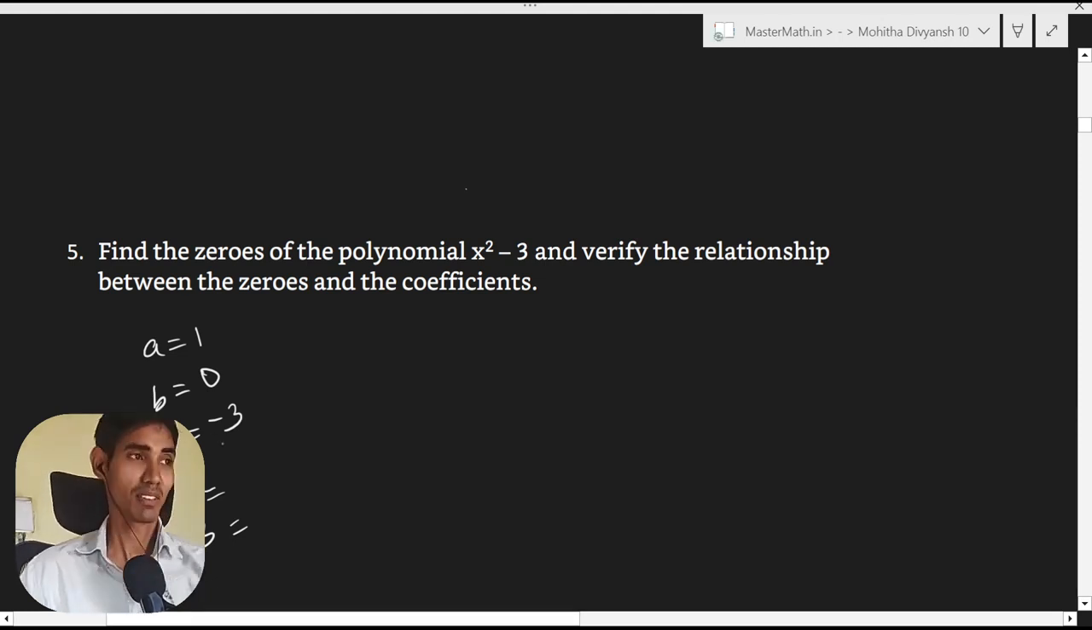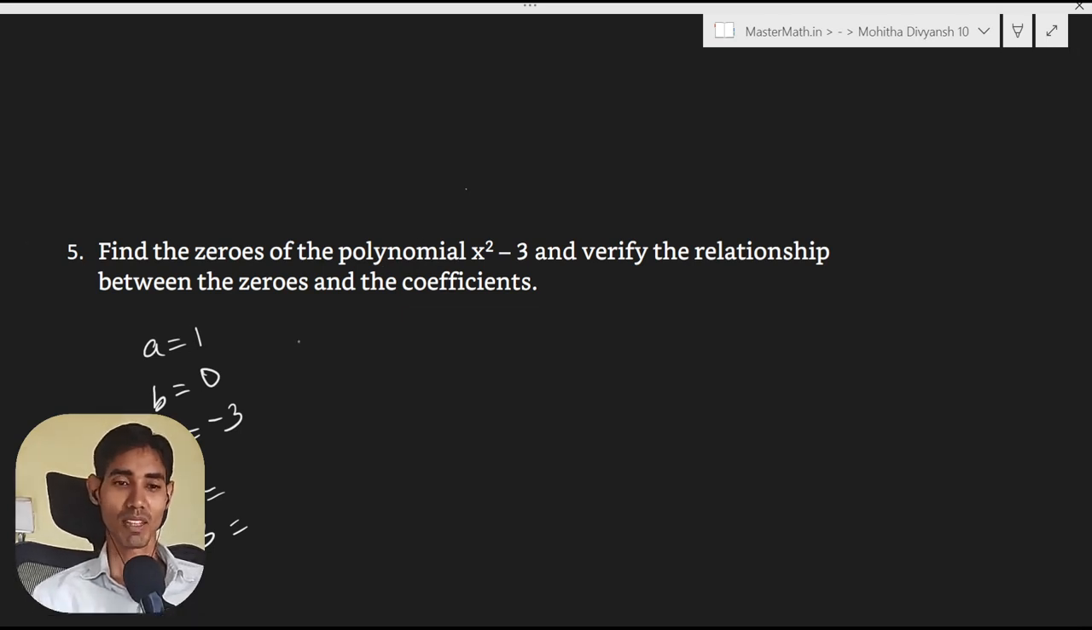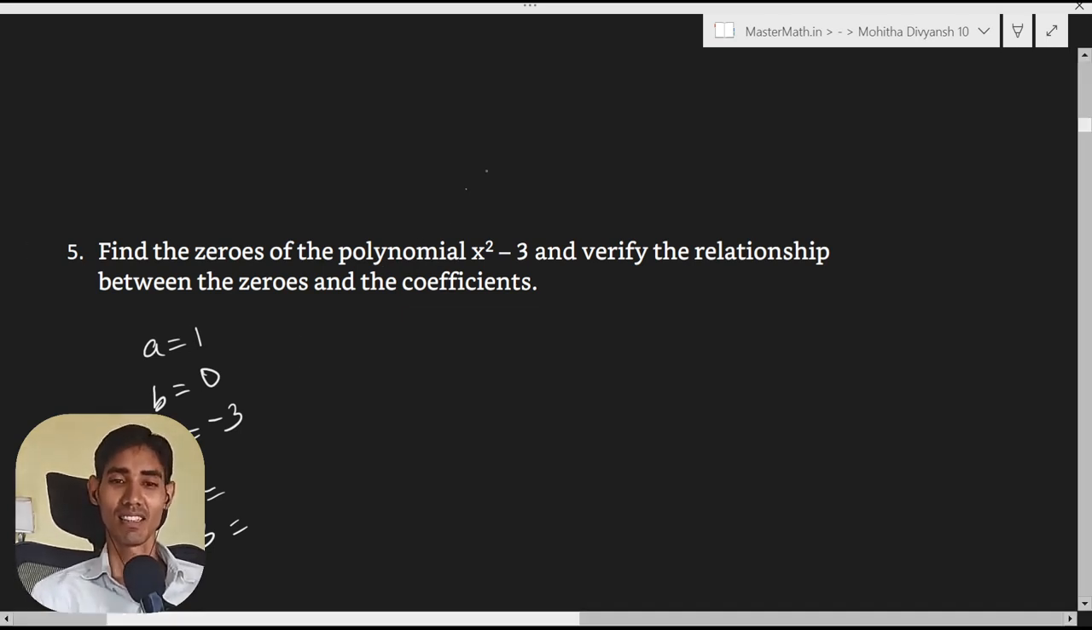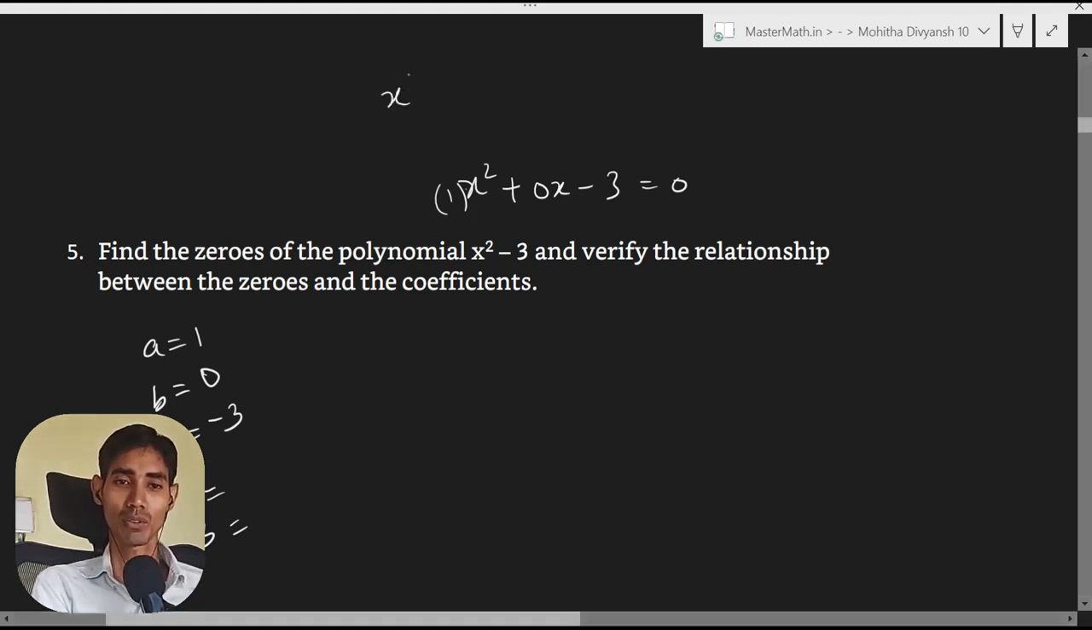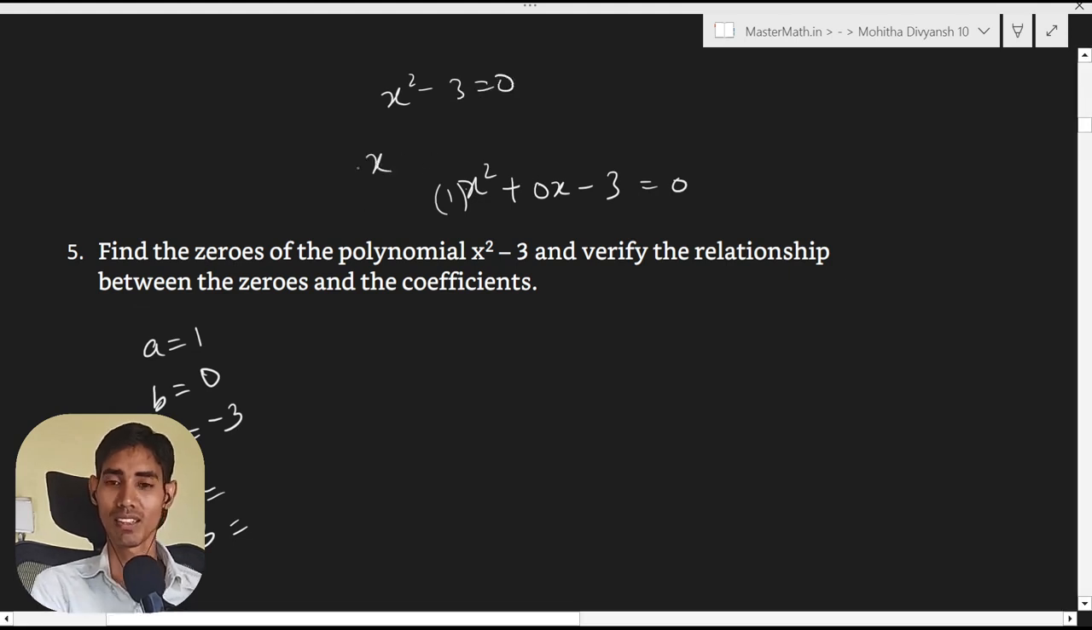Be careful with negative signs. So this is 1x square plus 0x minus 3. This is what we have. Now, what are the zeros? How do we find the zeros of any polynomial? Equate that to 0.